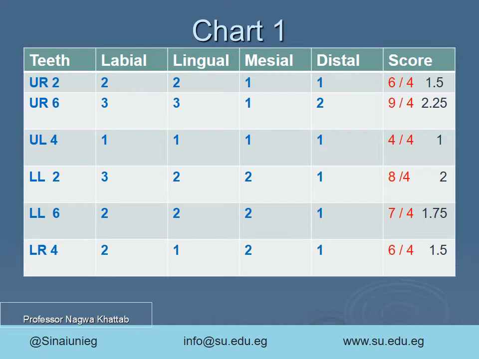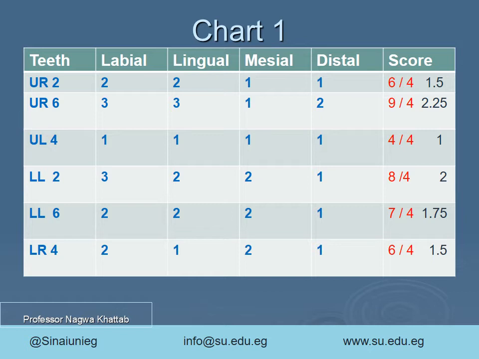Here we have 6 teeth to be examined. Each tooth is examined from the labial, lingual, mesial, and distal surfaces. For example, the upper right lateral: the labial surface has a moderate amount of dental plaque, which takes score 2. The same for the lingual. The mesial and distal surfaces have a minimal amount of dental plaque, detected only with a probe, which takes score 1. The same for all teeth.